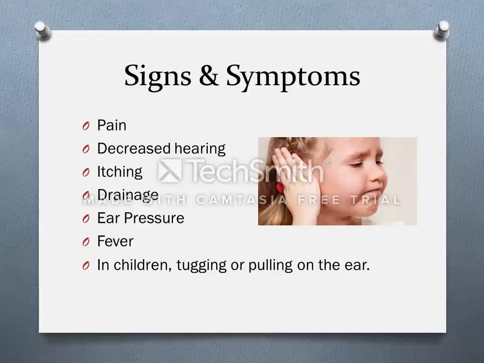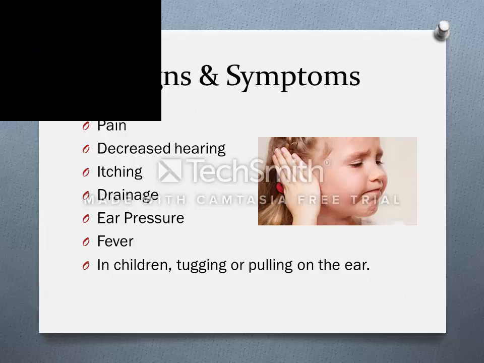Signs and symptoms of swimmer's ear are usually pain at the ear. Sometimes you can have a decrease in hearing. There can be some itching and drainage, as well as just feeling a general pressure in the ear. If it is severe, many times people can run fever. And in children who may not be able to vocalize that they're having pain, you're going to see them tugging and pulling on their ear a lot.